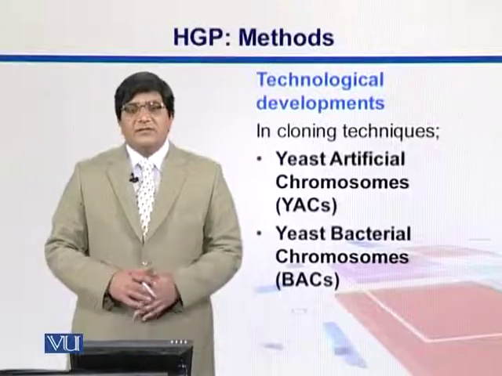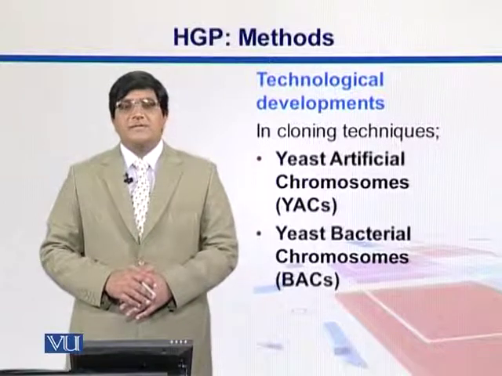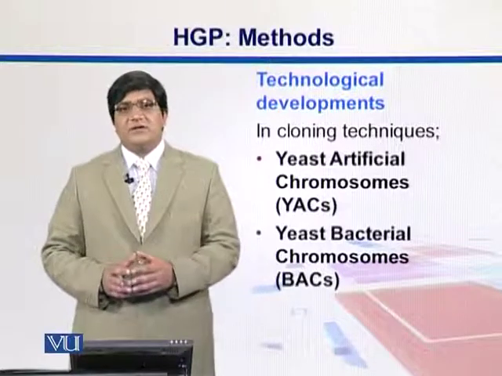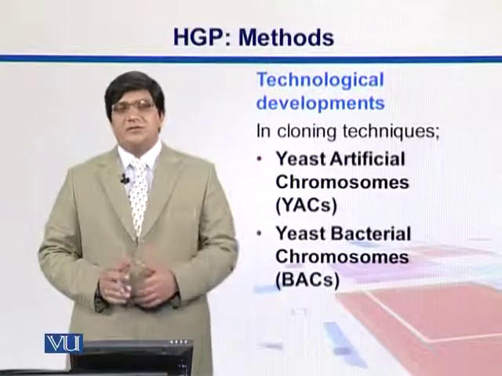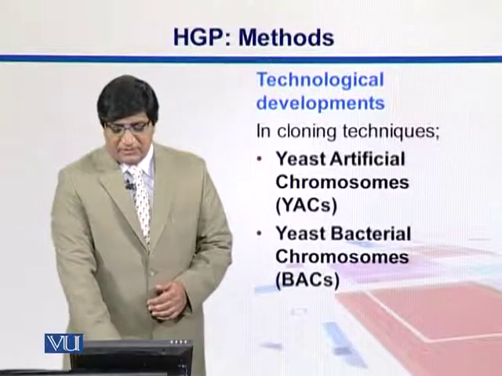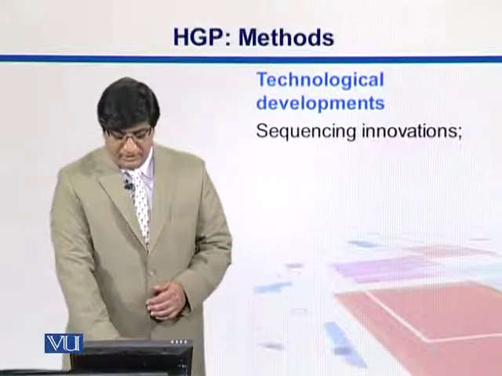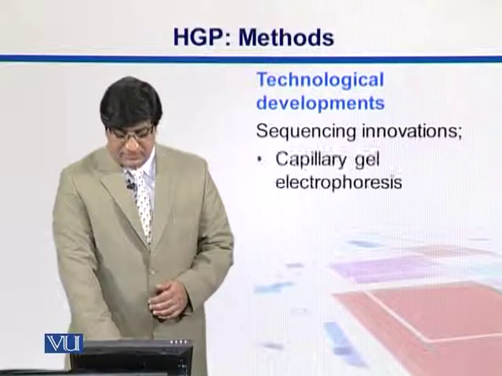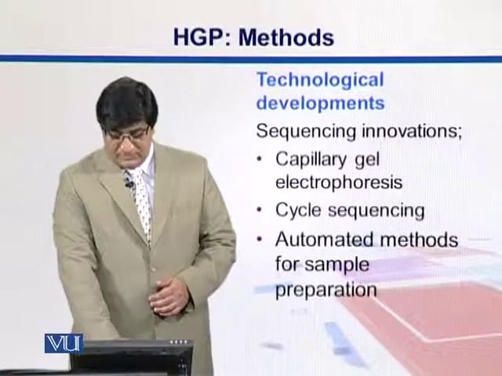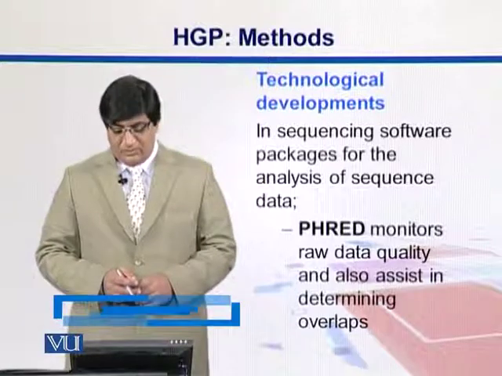So different techniques evolved over time which contributed to the Human Genome Project. If we look into the cloning vectors, we have seen that there were yeast artificial chromosomes and bacterial artificial chromosomes. They got discovered, so the cloning vectors like BACs and YACs were used in the Human Genome Project. If you look into the sequencing innovations, obviously the use of capillary gels, automated sequencing, cycle sequencing, and automated methods for sample preparation. All of them helped a lot.